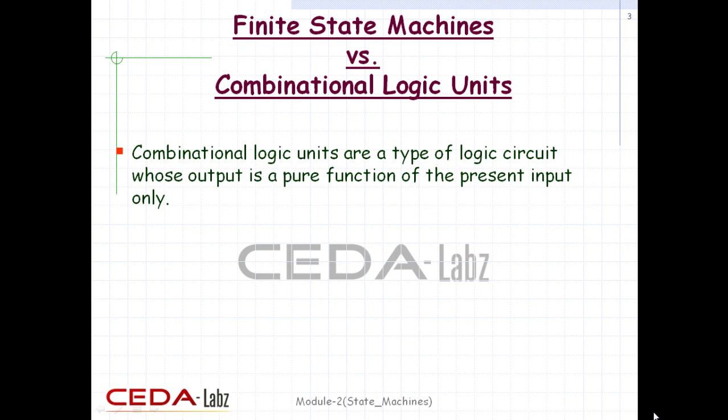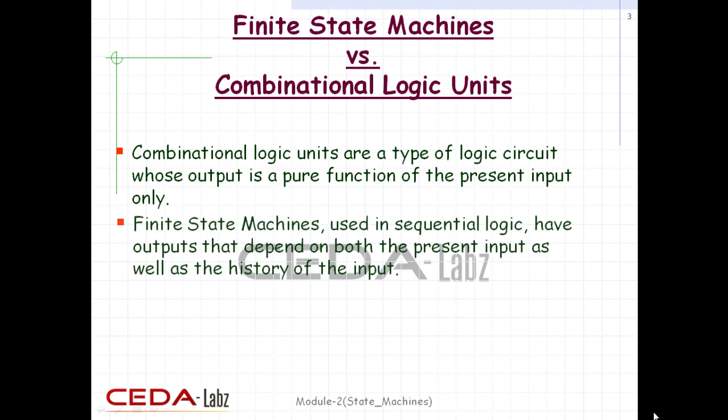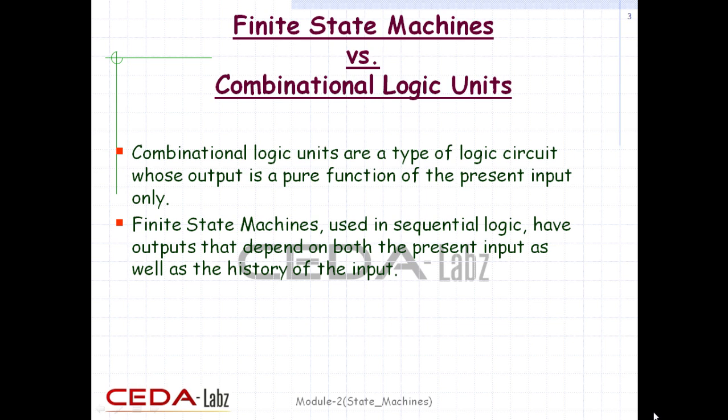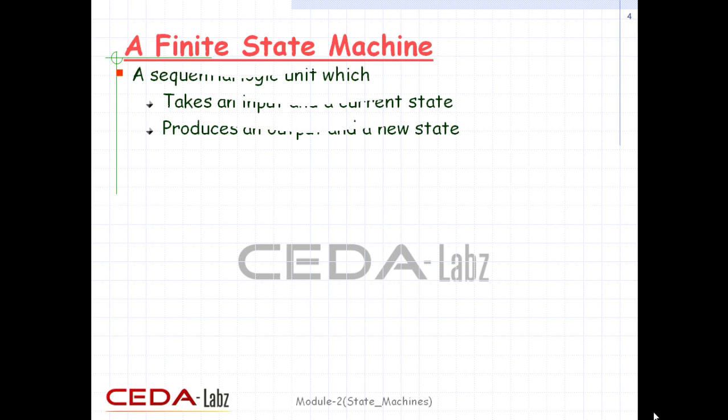Combinational logic units are a type of logic circuit whose output is a pure function of the present input only. Finite state machines, used in sequential logic, have outputs that depend on both the present input as well as the history of the input. A state machine is a machine consisting of a set of states, a start state, an input, and a transition function that maps input and current states to a next state.